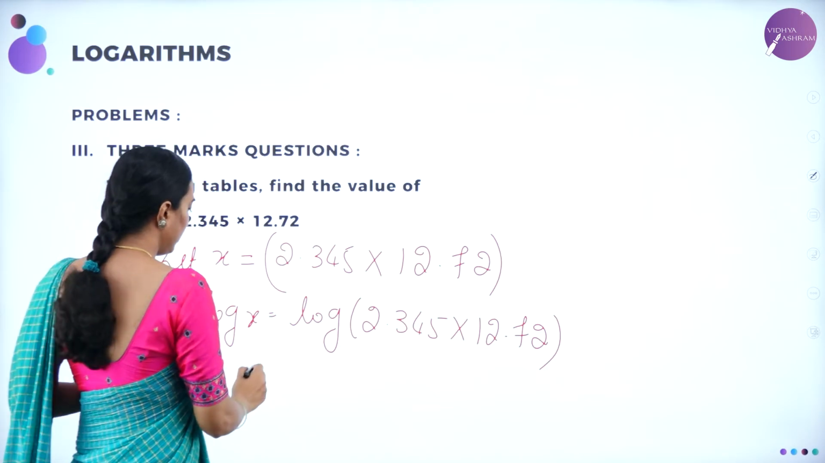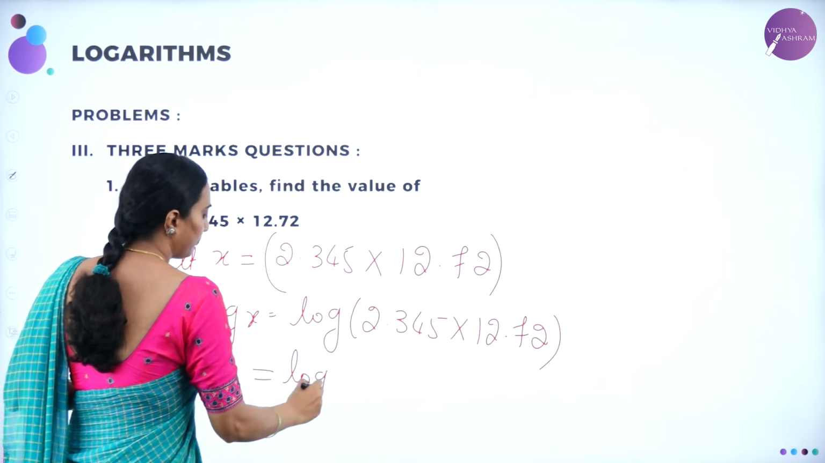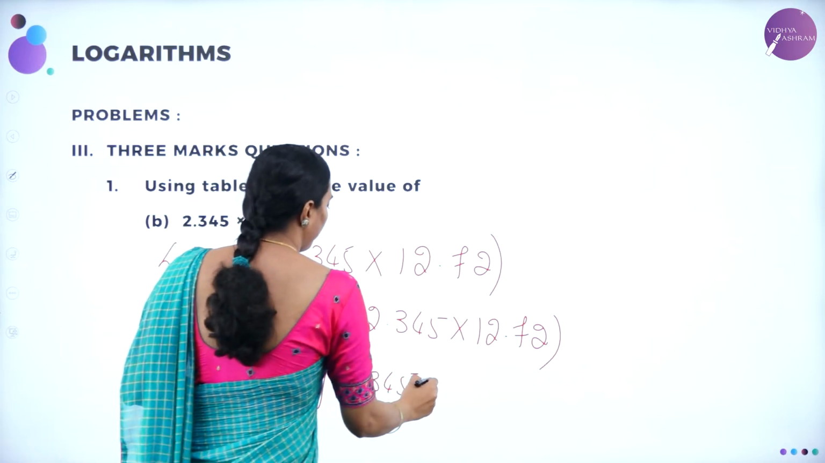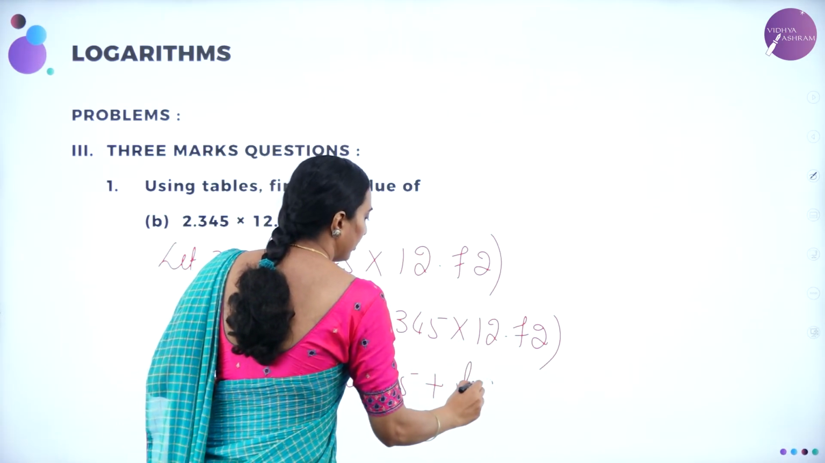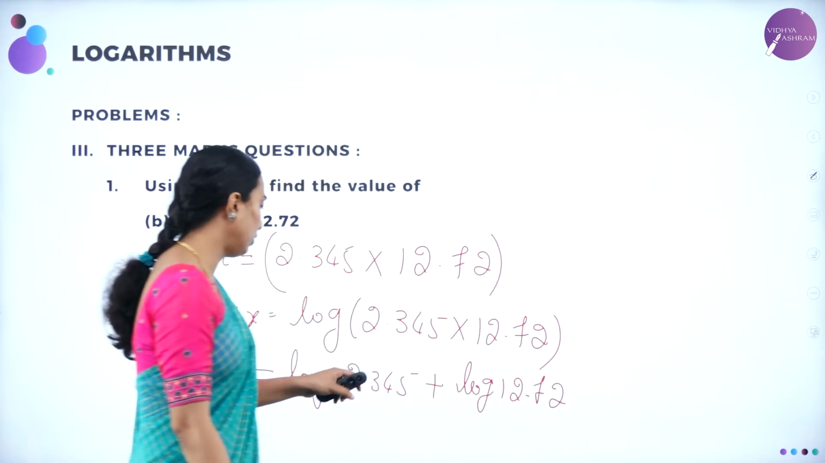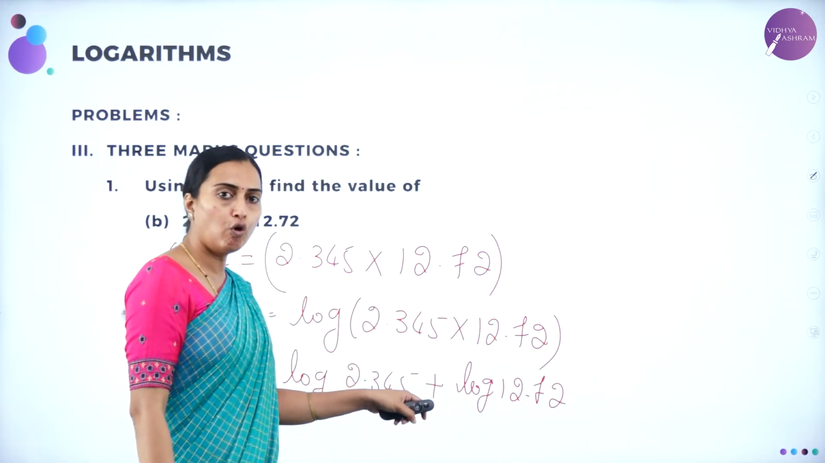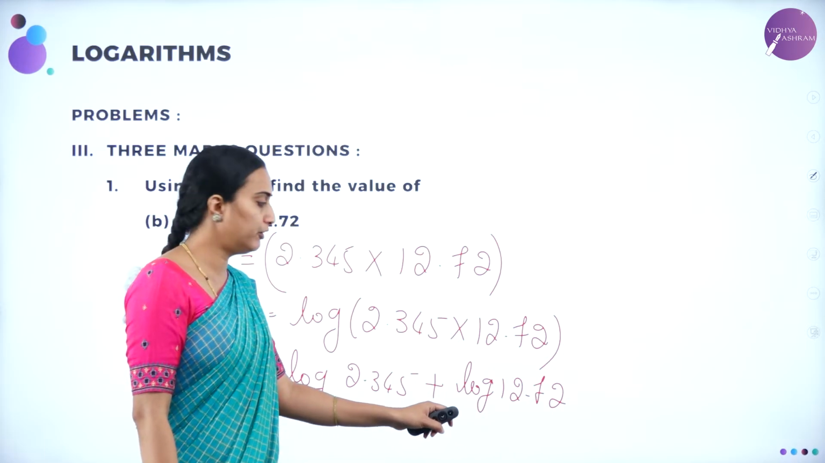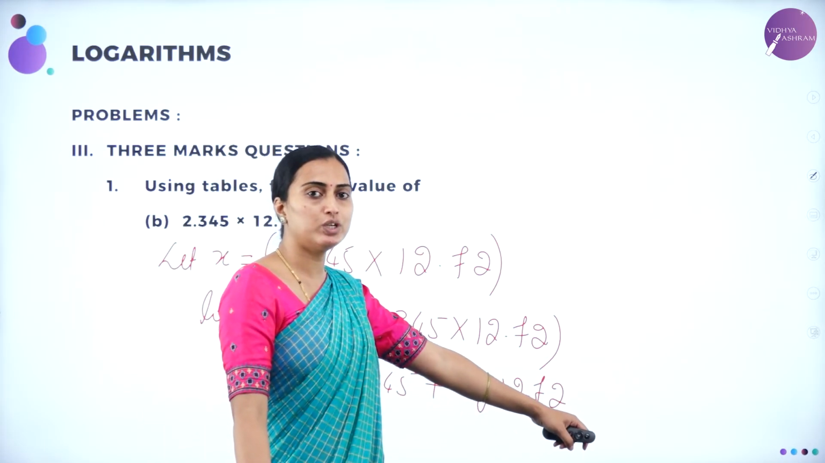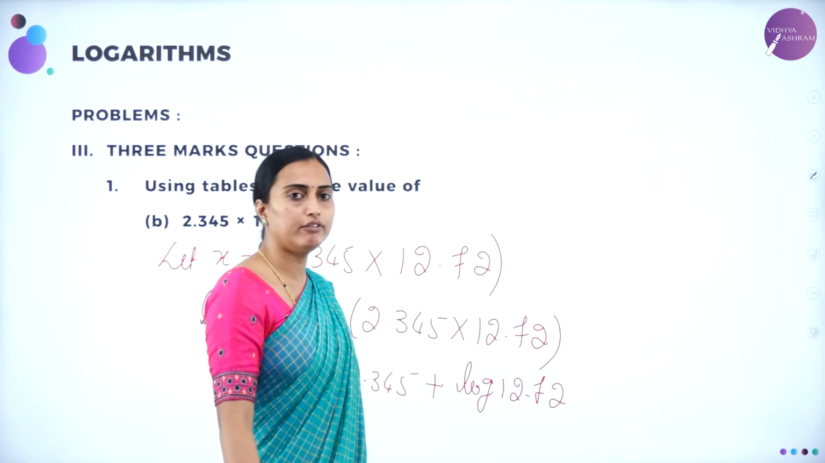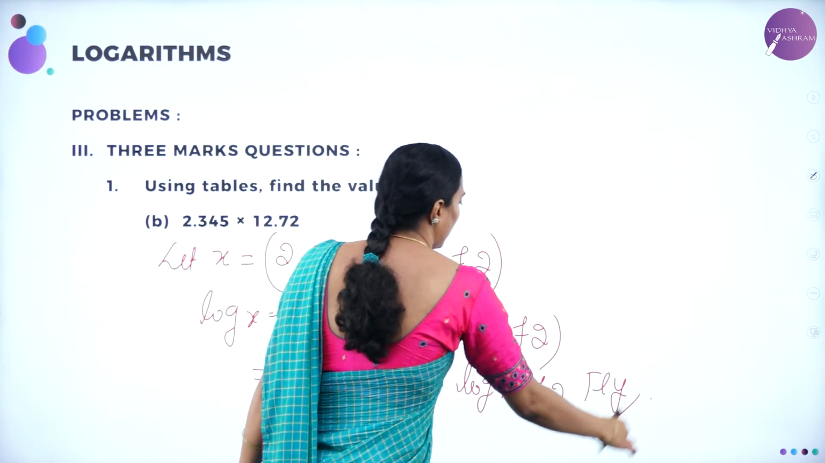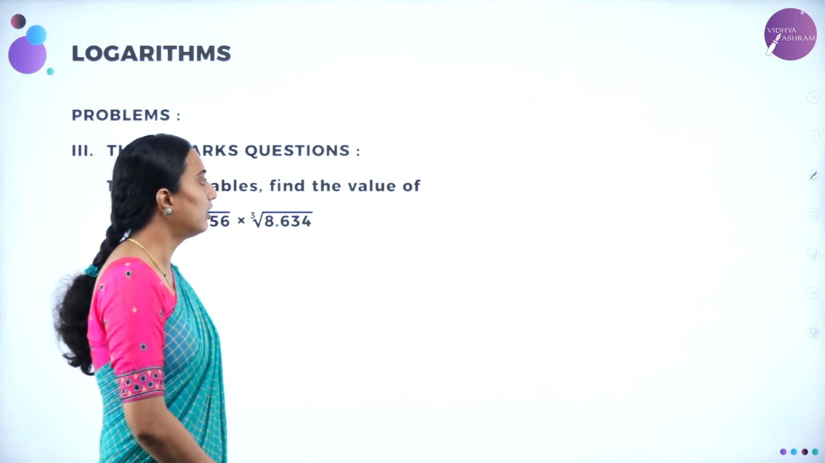How are we going to have? Which will be equal to log m plus log n, that is, log of 2.345 plus log of 12.72. Find out the value of log 23, fourth column, fifth difference here. Log 12, seventh column, 2 is the difference. Find out and accordingly find out the value. Okay. So try this one. The same value you are going to have it as.